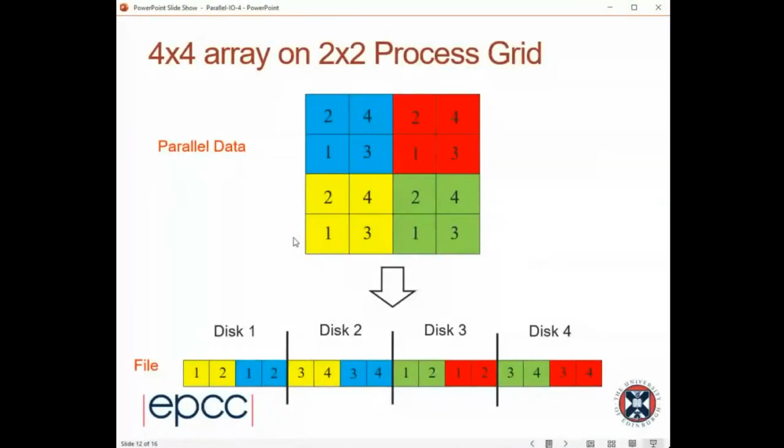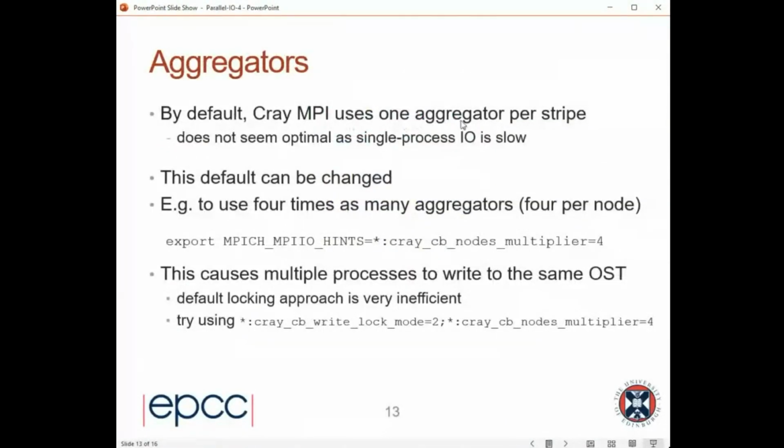I've lost my place. Apologies. Okay, so by default, Cray MPI uses one aggregator per stripe. That is not really a sensible thing to do anymore. This default can be changed, and there's a horrible syntax, but here it is. To use 4 times as many aggregators, 4 per node, you can set the variable for MPICH: Cray CB nodes multiplier equals 4. Star means on all files. So this says for all files, use 4 times as many aggregators as you thought about.